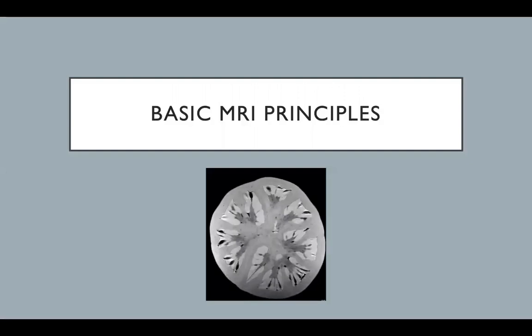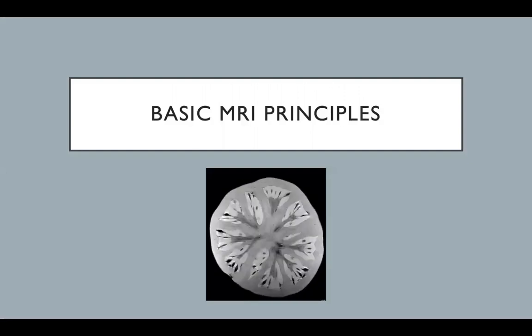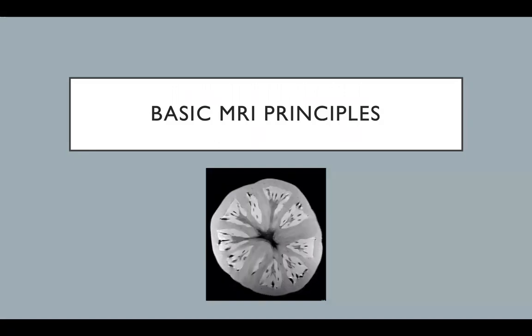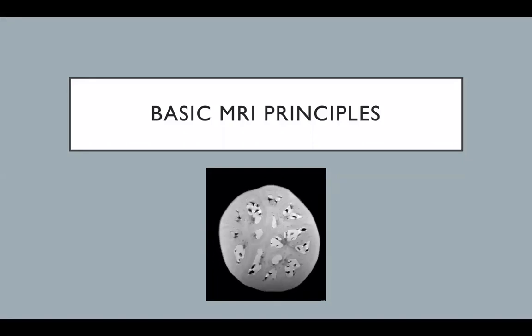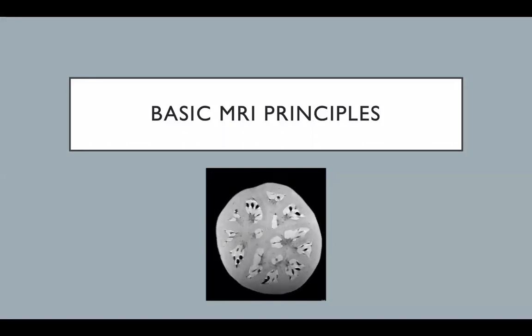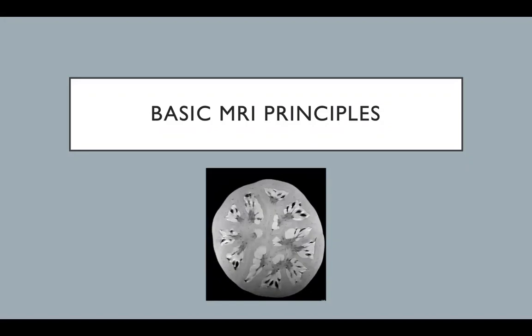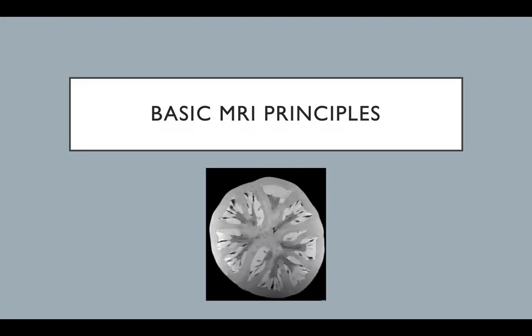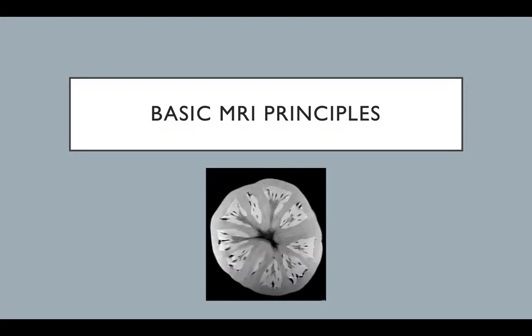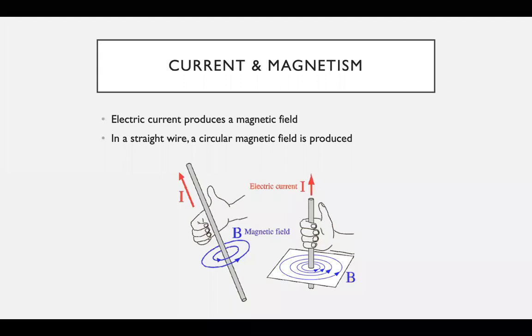Hi, my name is Grant McKinnon, and I want to talk about basic MRI principles and how to apply some of these principles when looking at different MRI sequences. At the bottom of our screen, we have an MRI of a tomato, and I hope by the end of this talk you'll have an appreciation of how the sequence was obtained and how to identify it as being a T2 sequence.